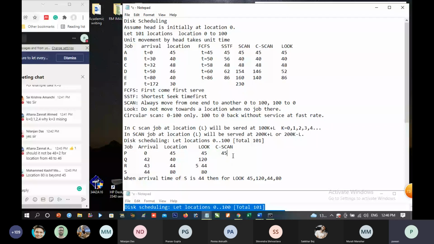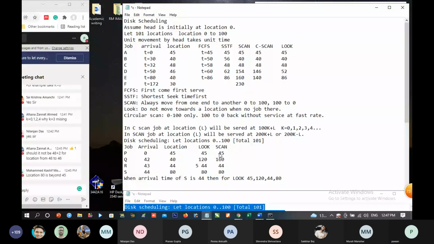In scan, we shall be serving this at 45. We cannot serve this job at location 40, it arrived at 42. So we will be serving it at time t equal to 160 only. And this we shall be serving at 44. And at 44, this we shall be serving at 80.